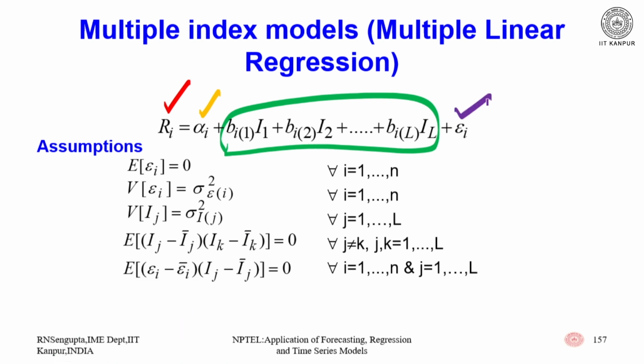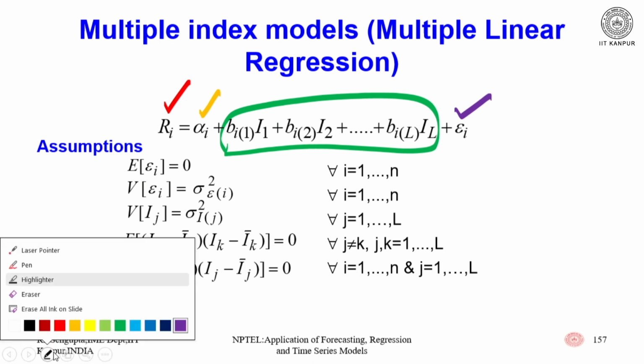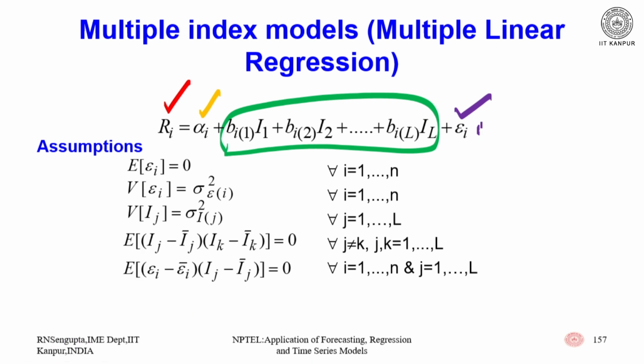Now, in place of beta 1 till beta k, I have replaced them with bi1 till biL, where I am considering the ith stock, and I1 to IL are the corresponding factors or the independent variables which affect the price of the return, which is given by Ri. Again, very simply, we know that the error term is normally distributed with 0 mean and sigma square epsilon as the variance.